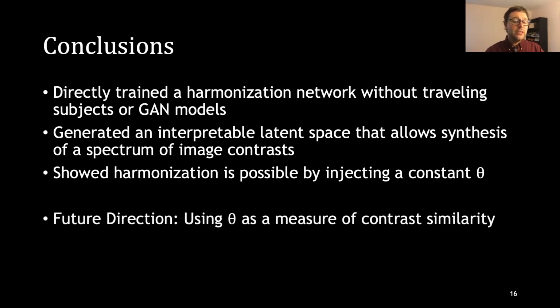For a future direction, we'd like to use theta as a measure of contrast similarity, so that if we have an image analysis technique that's trained on a set of images, we can calculate the distribution of thetas for those images and find out if a new data set is within or outside of that distribution to tell us if we might need to use harmonization before we can specifically use that image analysis technique.